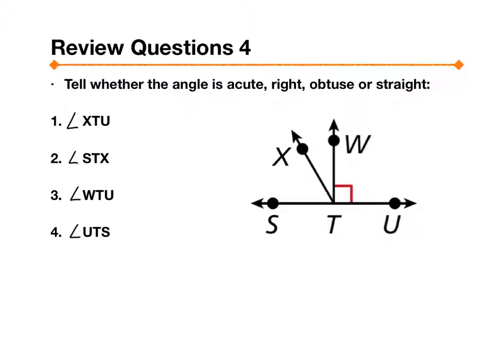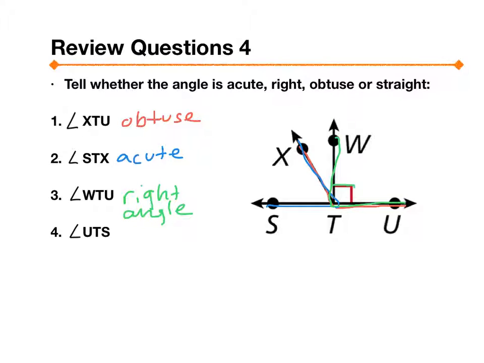Tell whether the angle is acute, right, obtuse, or straight. So, angle XTU. Obtuse, because it's more than 90 degrees. Angle STX, acute, because it's less than 90. Angle WTU, right angle. A right angle will always have this box there, and that box indicates that it's 90 degrees. And UTS, straight angle.